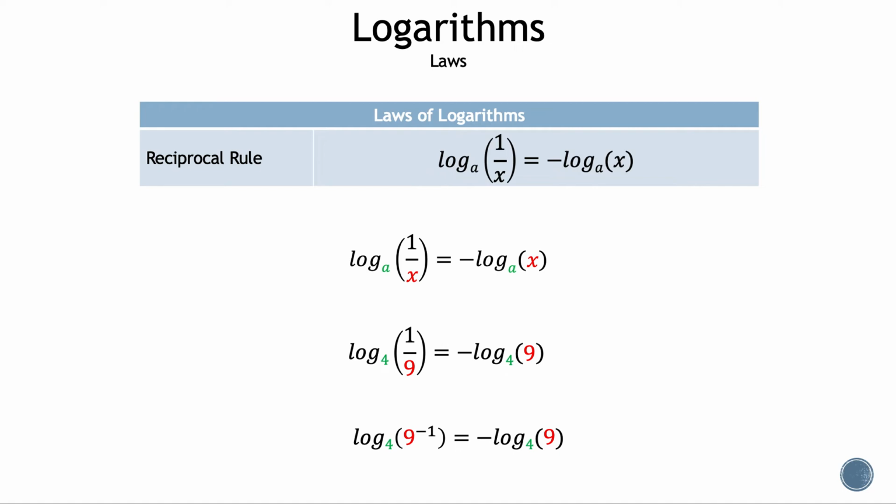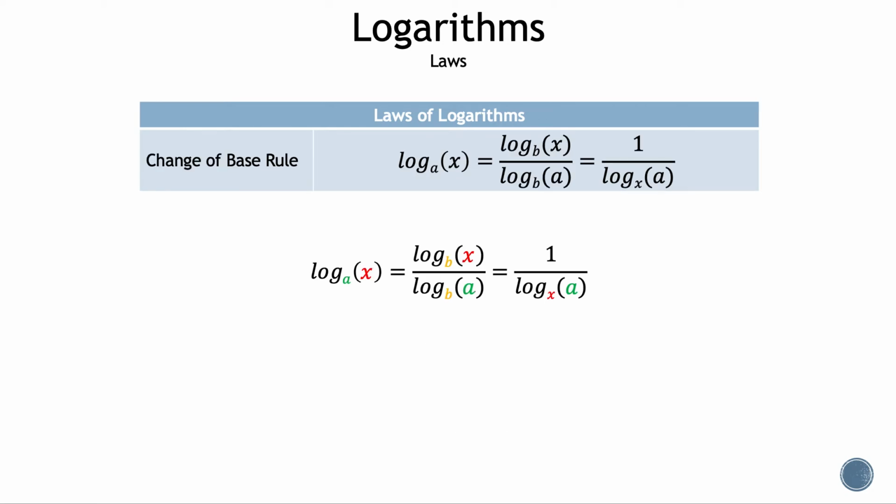And that means every time you have a positive real number in the denominator, you can go ahead and flip it and put that number in the numerator and put a negative out in front of the log using the reciprocal rule. Let's take a look at the change of base rule, which states log of x to base a is equal to log of x to base b over log of a to base b, which is also equal to 1 over log of a to base x.